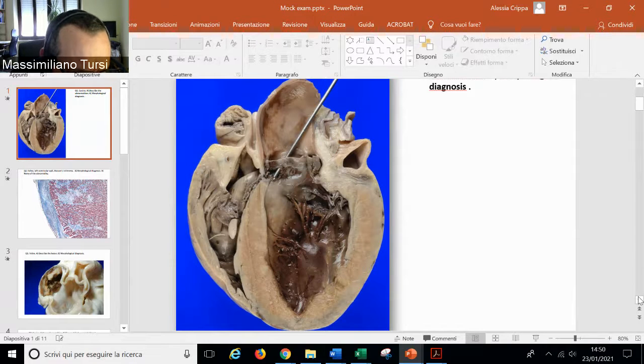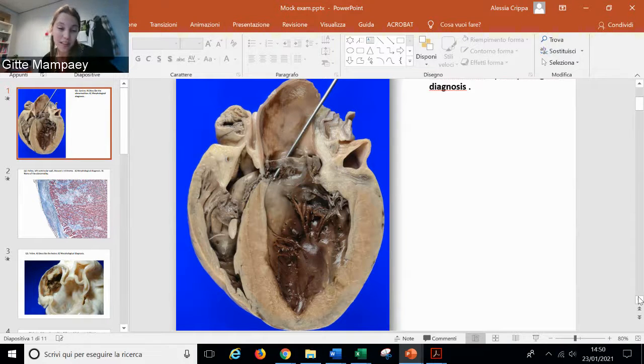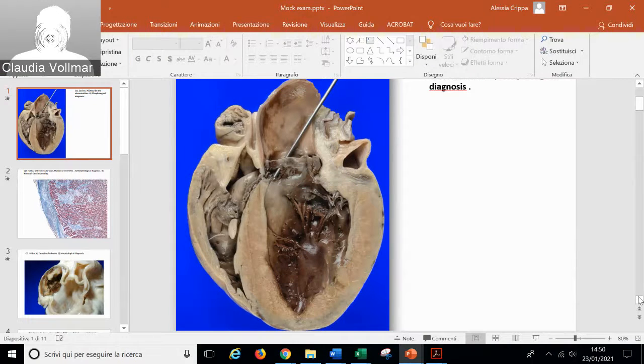Okay, and what about the cavity of the left ventricle? What did you see? I wrote down that I thought the thickness is normal and the volume is normal, but I don't really see how you describe it as right. Okay. What about Claudia?